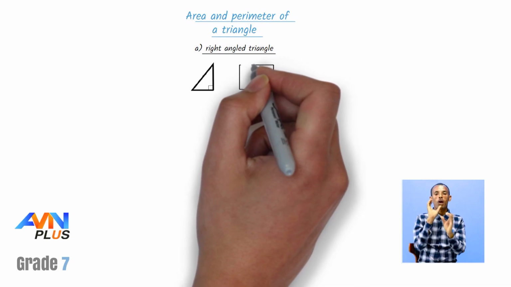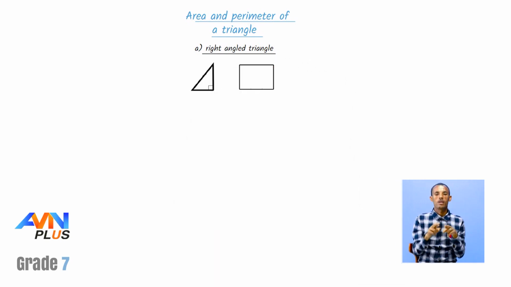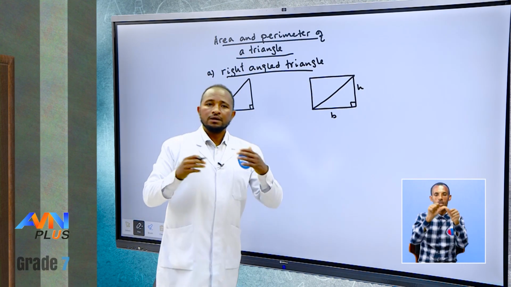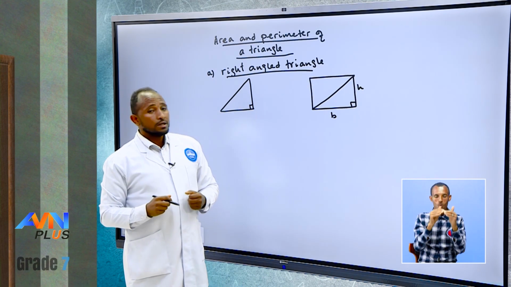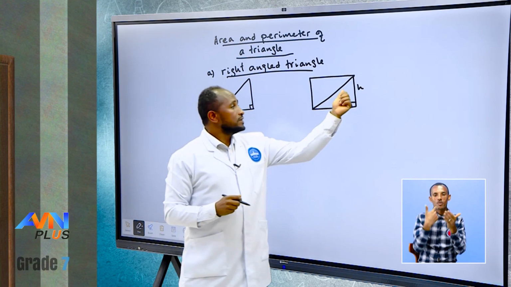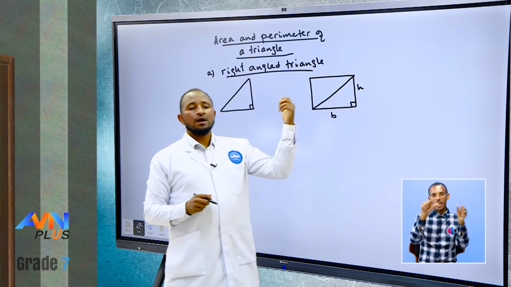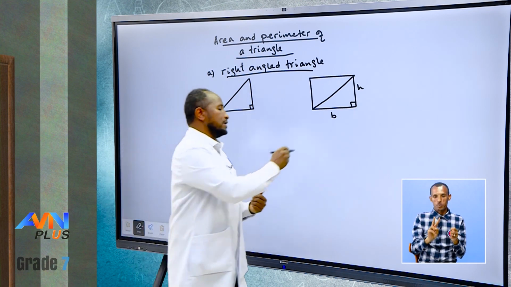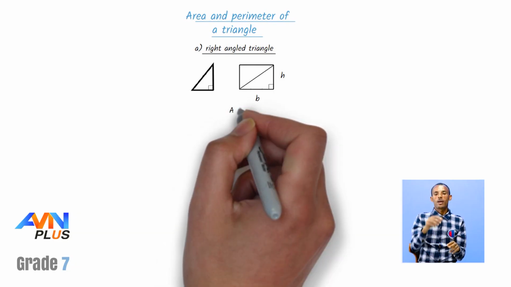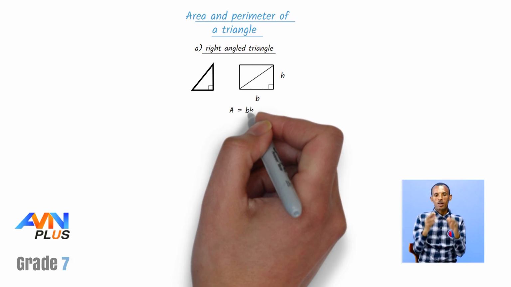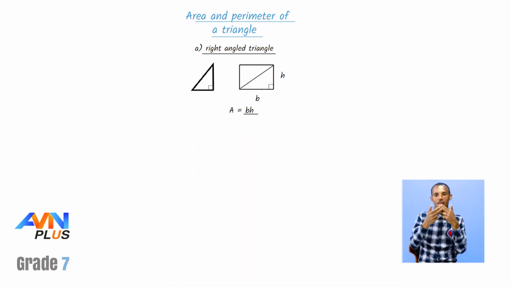To calculate the area of this rectangle, simply you multiply the base and height. If you use this diagonal, it divides the area of the rectangle into two equal parts. Therefore, the area of this triangle is half of the area of the rectangle. So here, the area of the rectangle is base times height. The triangle is half, so you divide by 2.